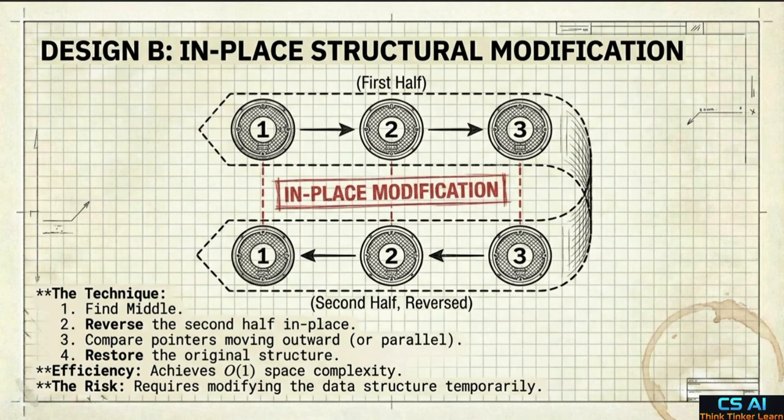Number 3, compare pointers moving outward from the middle or in parallel to check for symmetry. Number 4, restore the original structure by reversing the second half back. The efficiency is that it achieves O(1) space complexity, making it highly memory efficient. However, the risk is that it requires modifying the data structure temporarily, which might not be suitable for all applications.